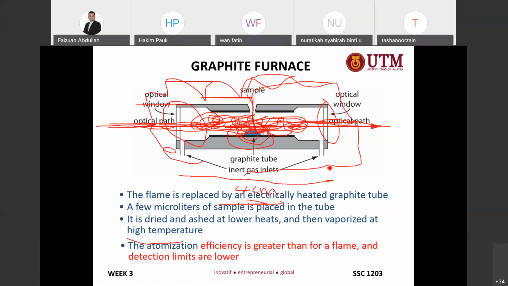The atomization efficiency is greater than for a flame, and detection limits are lower, because we have solved the problem, right? The vapor of the analyte is just contained inside the graphite furnace, so it is more efficient than atomization using a flame. So the atomization using graphite furnace is greater for this kind of analyte, and detection limits are lower. We can detect even at a low concentration. That is the meaning of the detection limits are lower. Low detection limit means that we can detect the analyte at a small concentration. Okay.